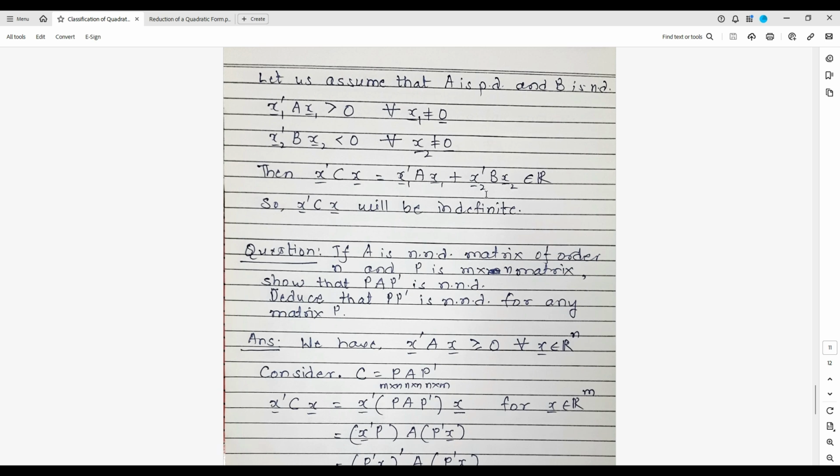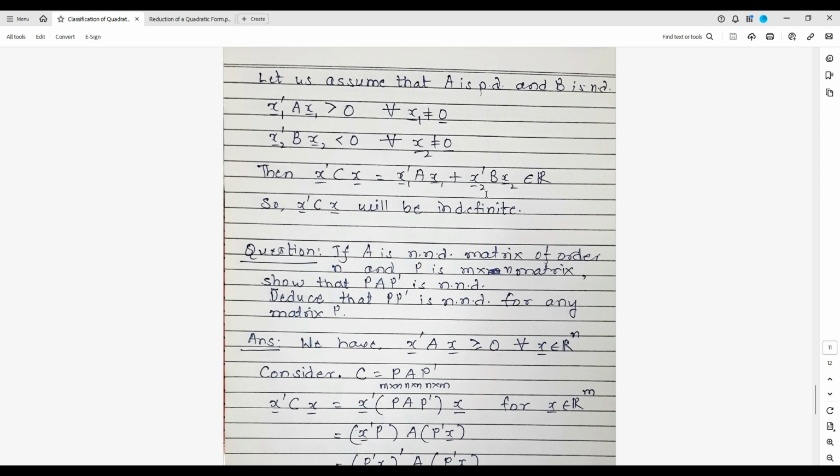If A is a non-negative definite matrix of order n and P is an m cross n matrix, then show that P transpose AP is non-negative definite. Then also deduce further that P transpose P is non-negative definite for any matrix P. So let us see how we prove this. We have x prime Ax greater than or equal to 0 for every x in Rn because A is a non-negative definite matrix.